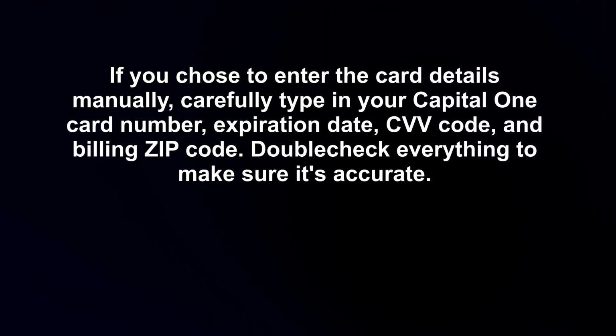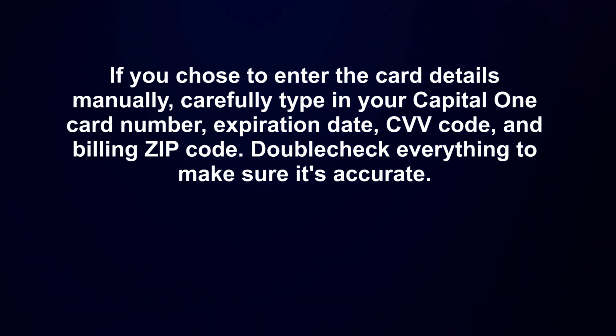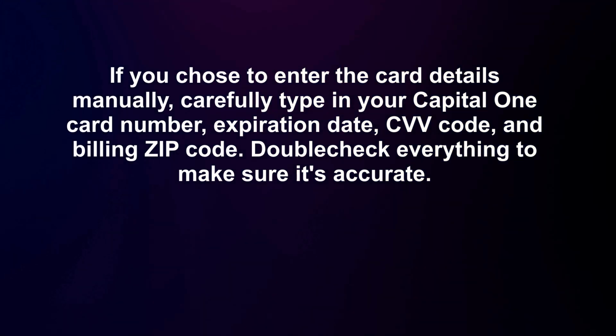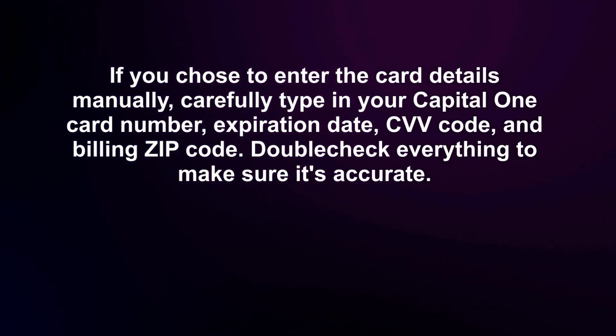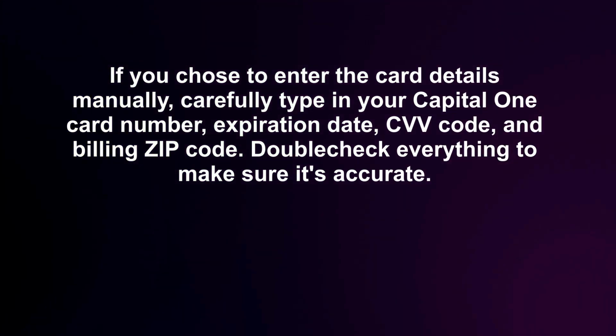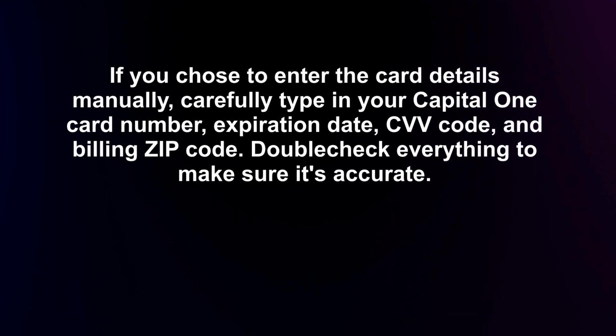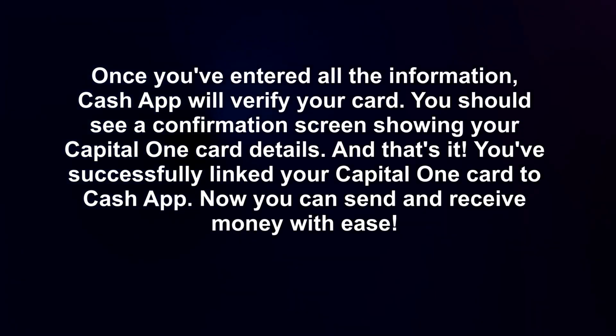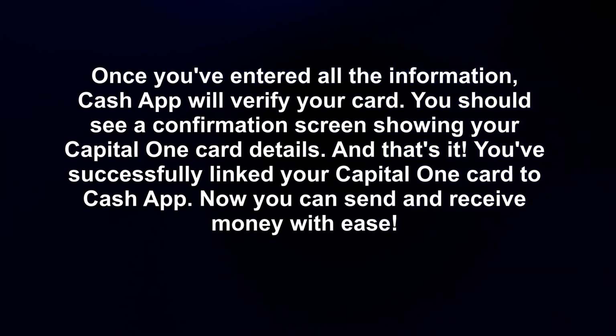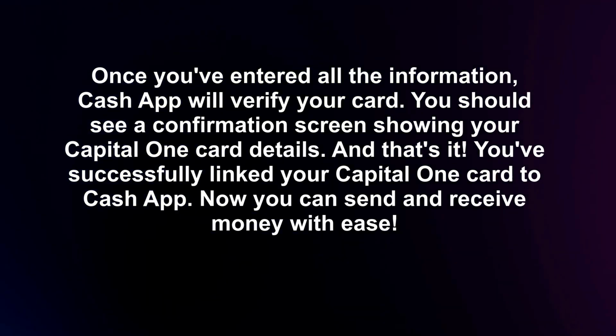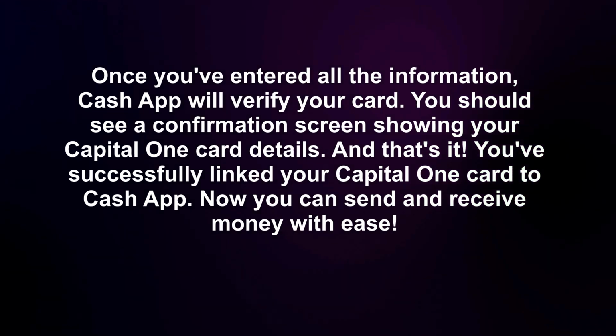If you chose to enter the card details manually, carefully type in your Capital One card number, expiration date, CVV code, and billing zip code. Double-check everything to make sure it's accurate. Once you've entered all the information, Cash App will verify your card. You should see a confirmation screen showing your Capital One card details.